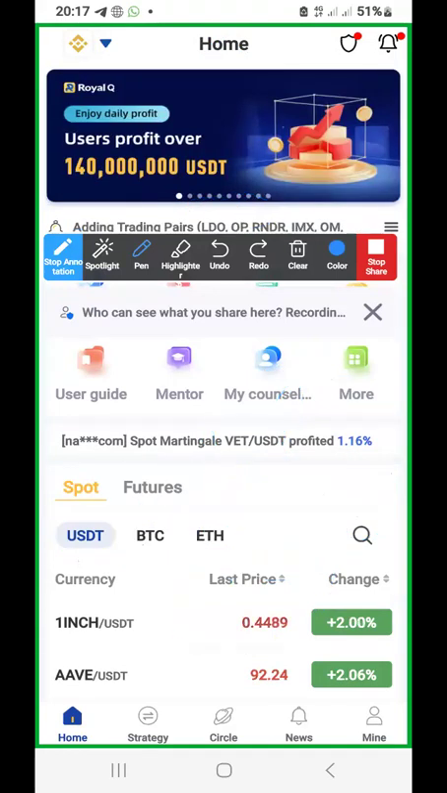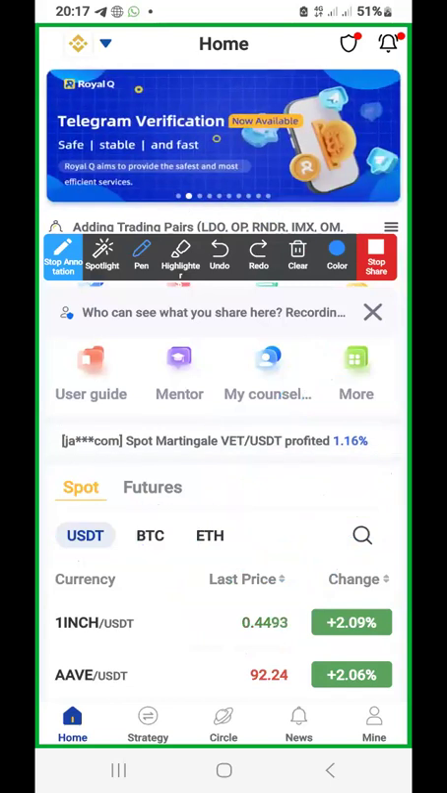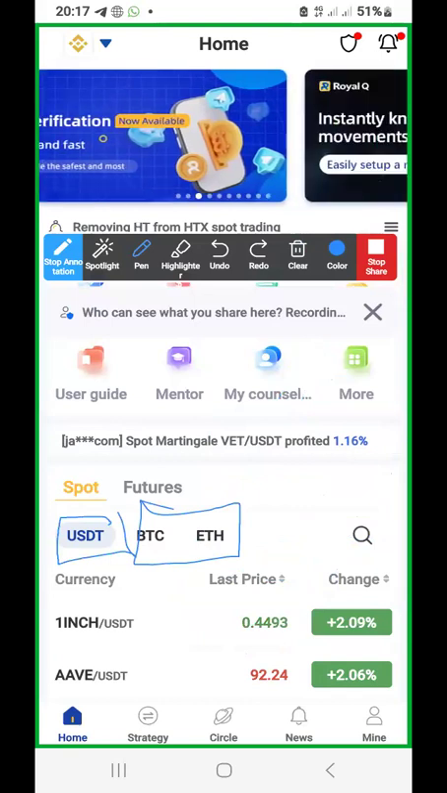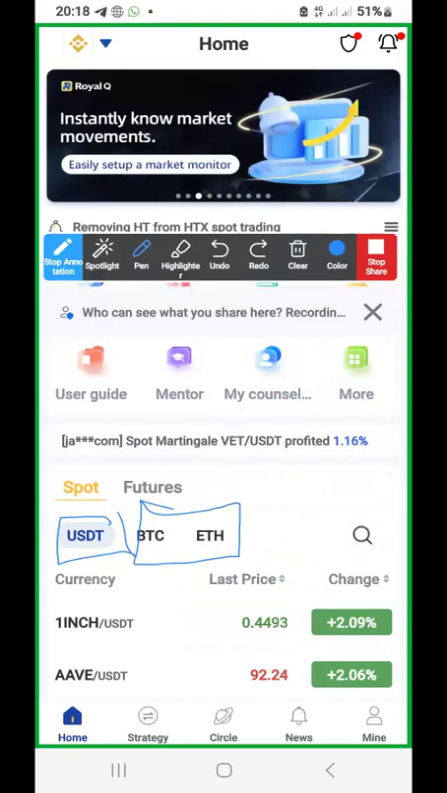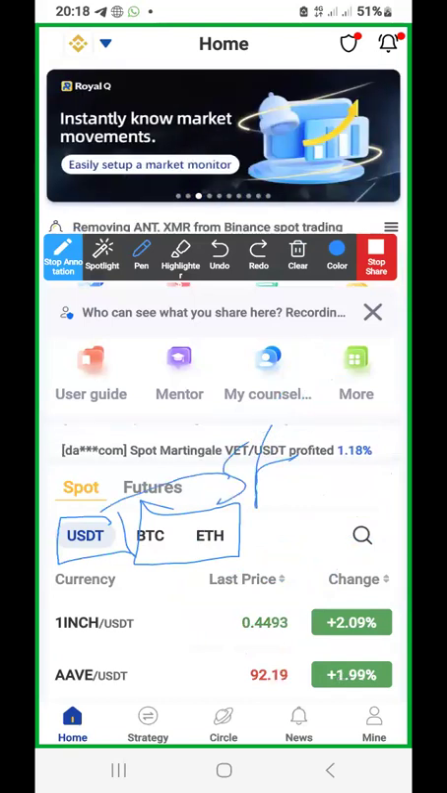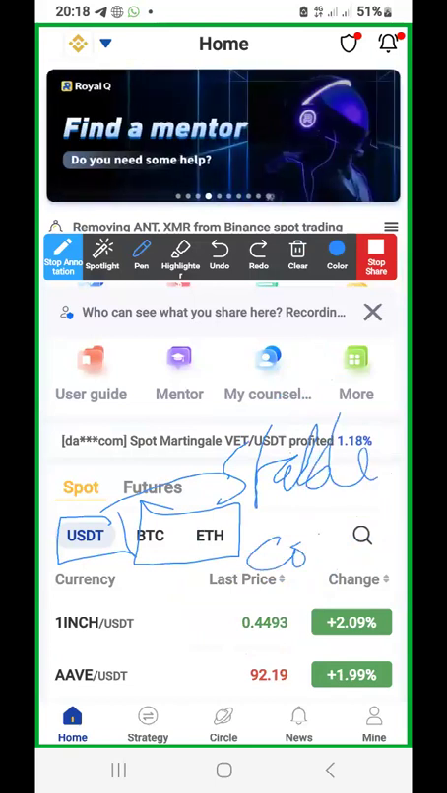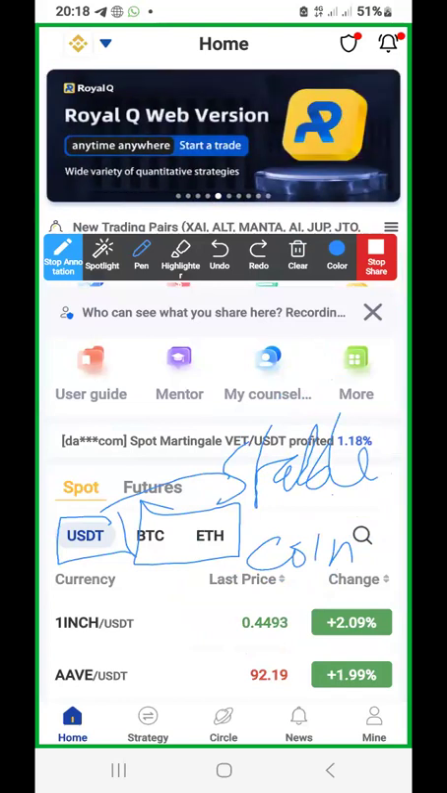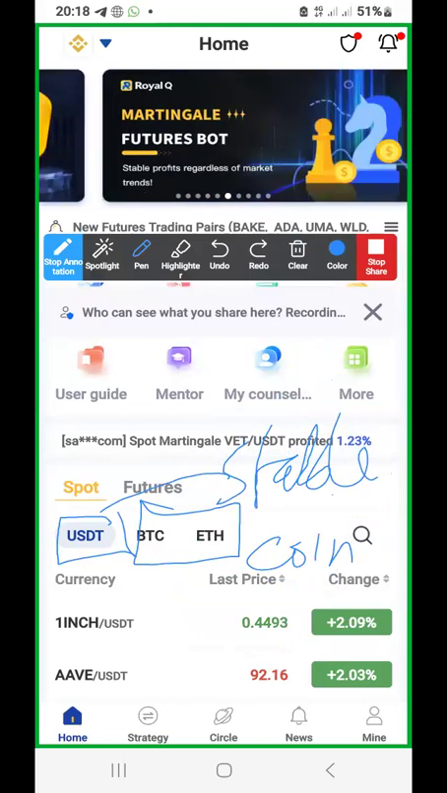Now, however, these two markets are very volatile markets. This is a stable market. Why we call it a stable market is because USDT is what we call a stable coin. There are very many stable coins, but USDT is one of them. It is a cryptocurrency, but it is a stable coin.